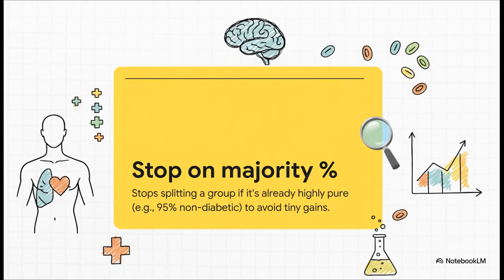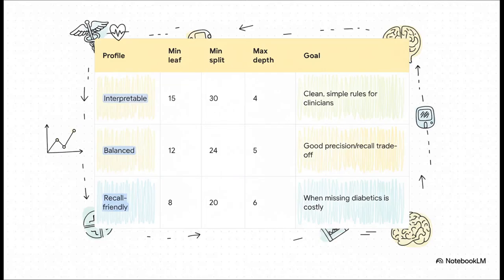And finally, we can tell the tree to just chill out and stop splitting if a group is already very pure, like if 95% of the patients in that little group are non-diabetic. It's really just a common sense setting that stops the model from wasting its time trying to perfectly classify every last outlier. So, what's the payoff for all this work?